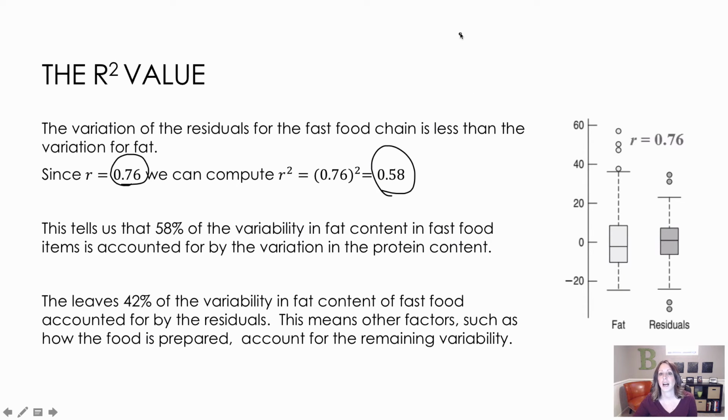Remember when we did our scatter plot, protein was here and fat was here. So we're saying 58% of the changes in Y are accounted for by the changes in X. Adding more protein will affect the fat, but only 58% of the fat increase or decrease is based on that protein. This means that 42% of the variability is based on other things, like how the food is prepared, etc. So only 58% of it is accounted for by the variation in protein.